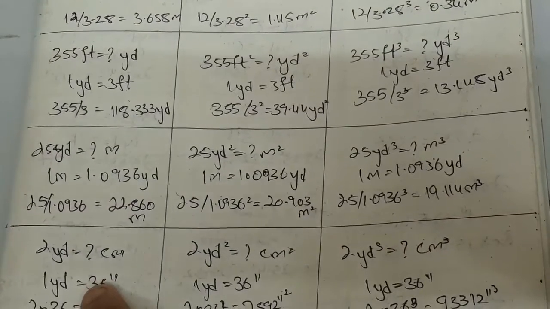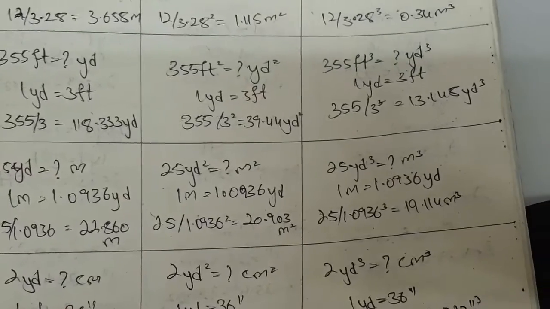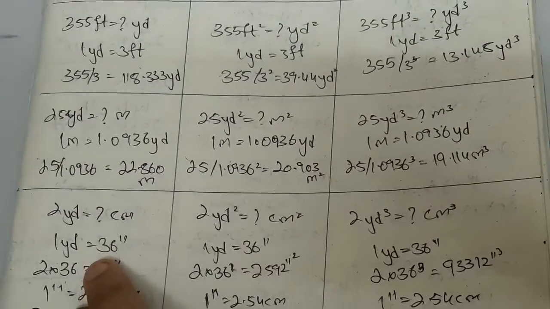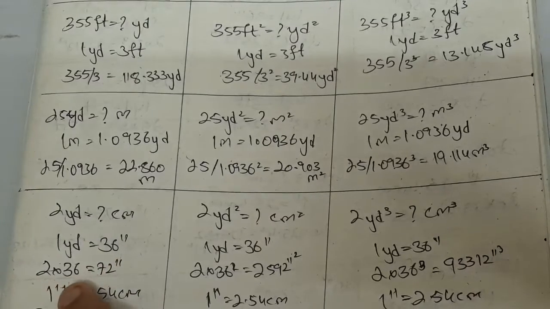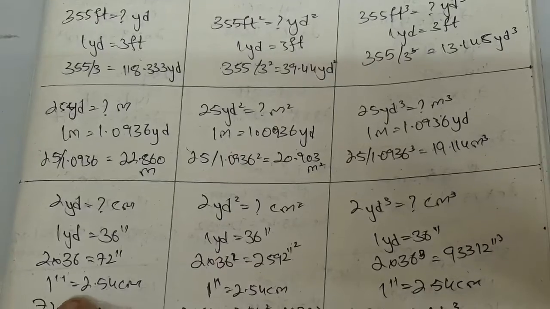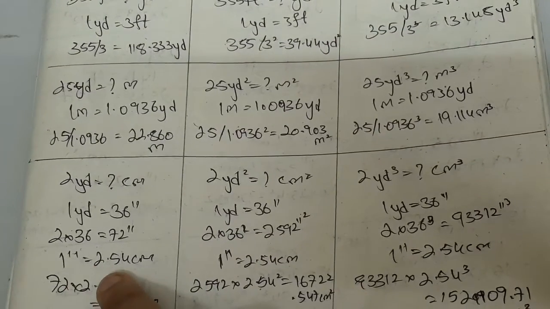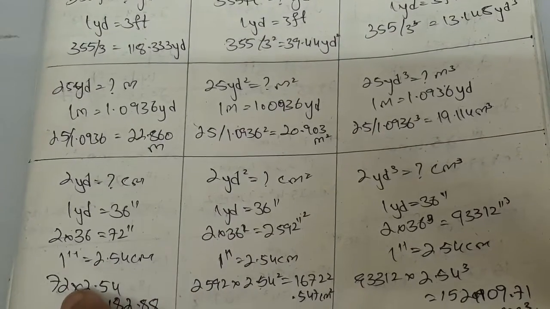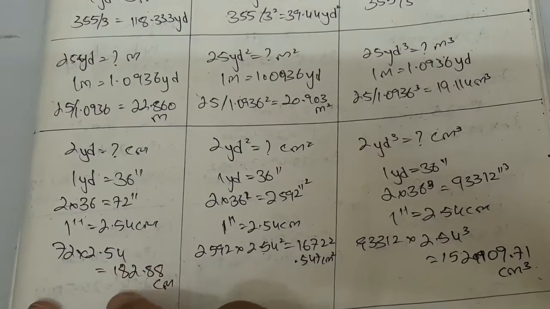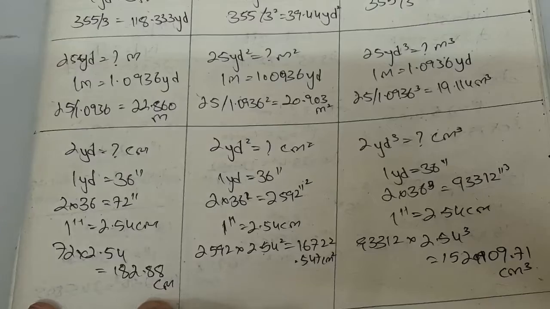Coming to our next problem, we have 2 yards is equal to how many centimeters? Since 1 yard is equal to 36 inches, 2 into 36 is equal to 72 inches. Now since 1 inch is equal to 2.54 centimeters, 72 inches multiplied by 2.54 gives us 182.88 centimeters.